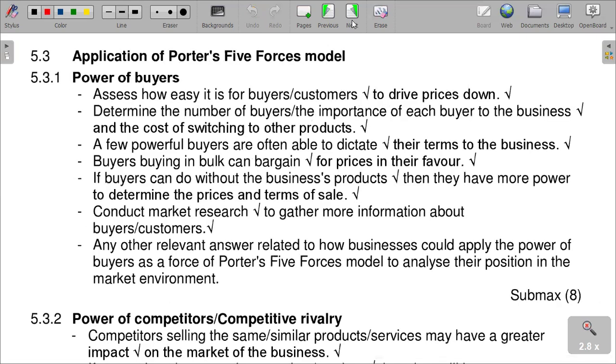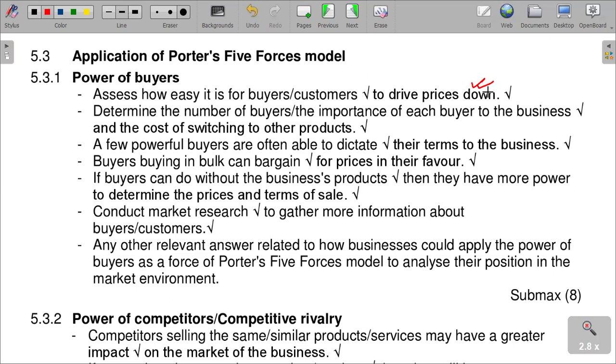So now the second part of the question is saying: explain the application of Porter's five forces model in terms of the power of the buyers. How Porter's five forces model relates to the power of buyers. So in that respect, we need to understand that regarding the power of buyers, it is in the place of the business to assess how easy it is for buyers or customers to influence the price of their products.